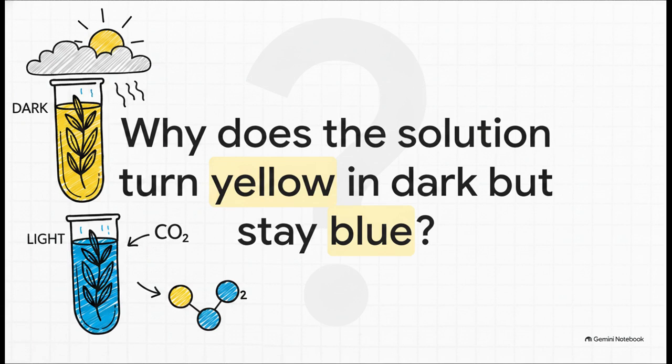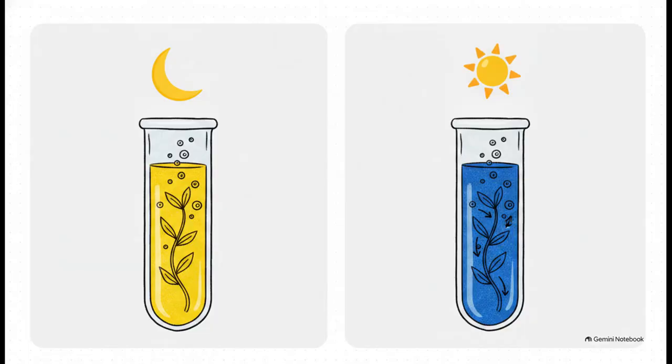If you take this test tube and stick it in a dark closet, the liquid turns yellow. But if you place it out in the bright light, it stays blue. Based on everything we've talked about today, why does this happen? Well, it all comes down to which cellular process is winning the tug of war. In the dark, the plant obviously can't perform photosynthesis, so cellular respiration dominates. The plant survives by breaking down its stored food, and as it does, it releases carbon dioxide gas into the water as a waste product.